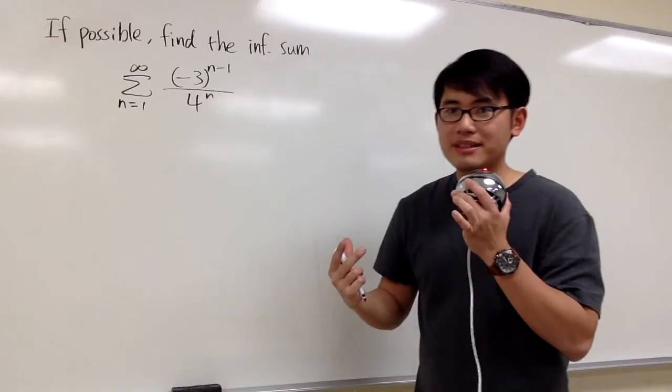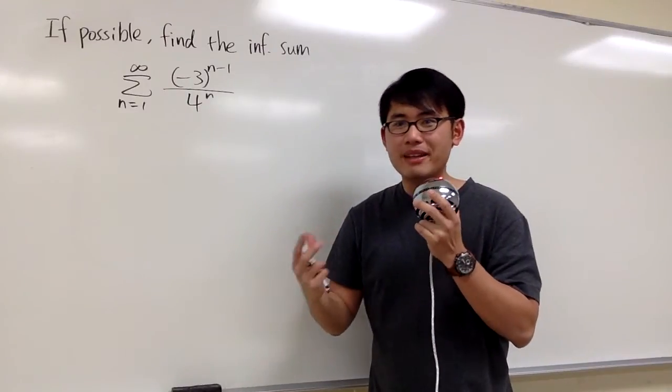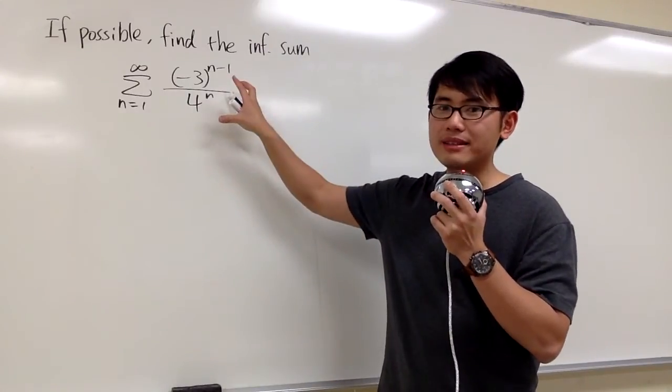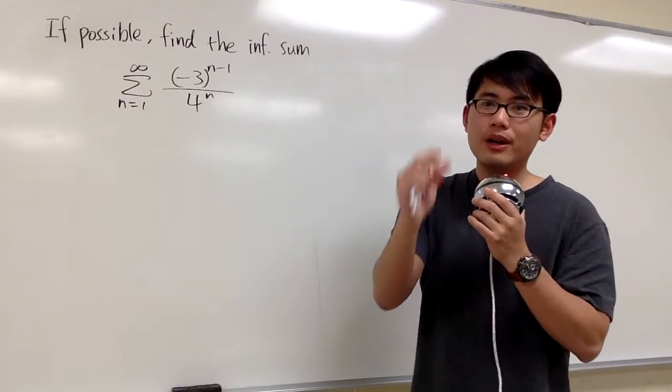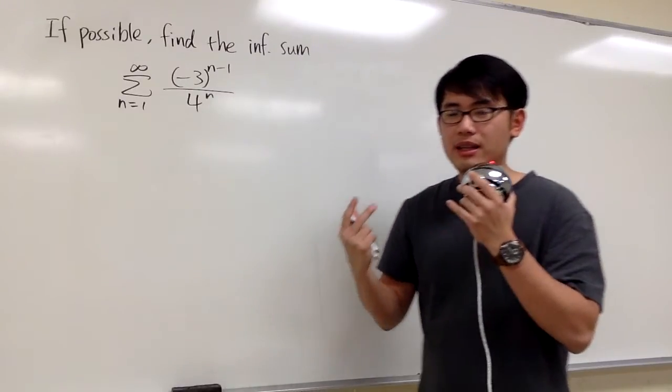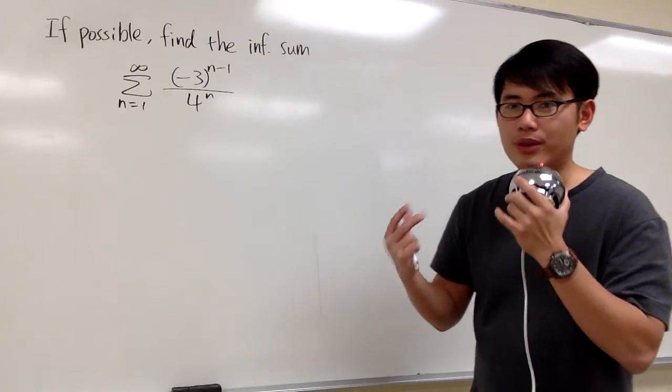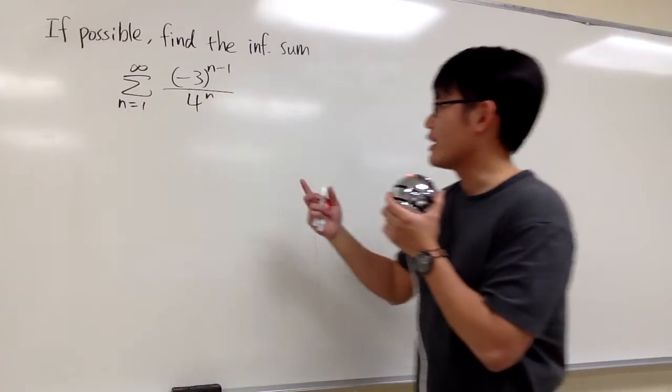You kind of suspect this is going to be a geometric series, but then the problem is we have to write this so that it becomes some number inside raised to the n power. That way we will be sure that it is a geometric series, and then we will know what the common ratio is. Let's do some algebra.